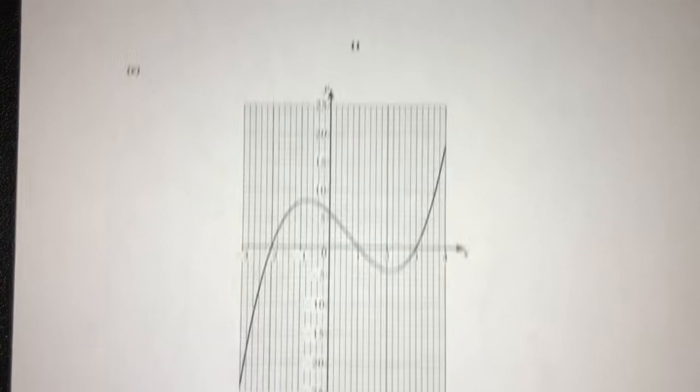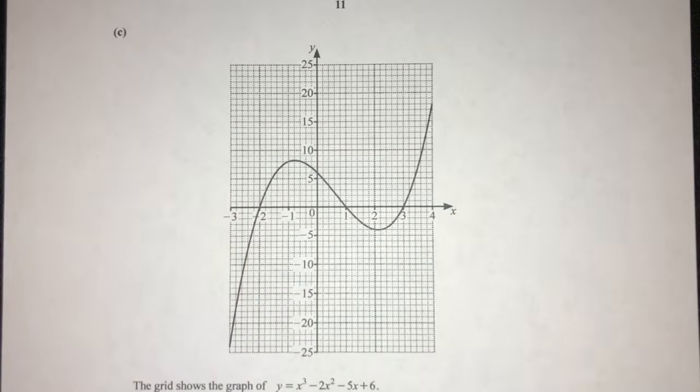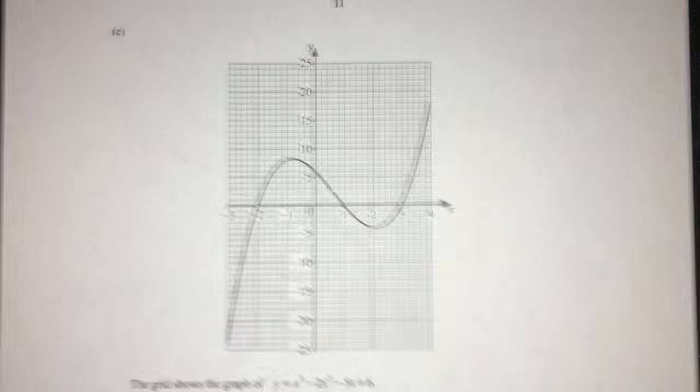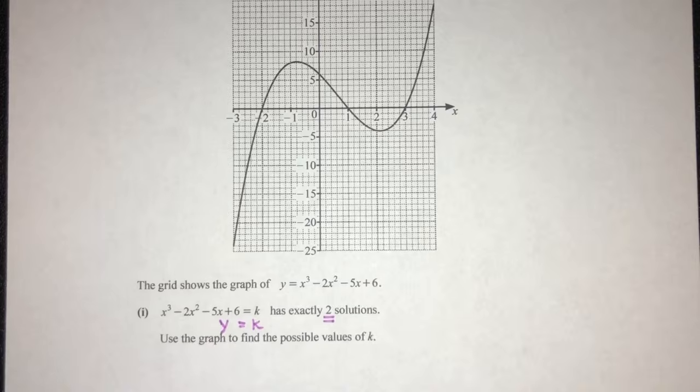Let's move on to part C of your question. Let's see what we have here. So here we have a curve. The grid shows a graph of y equal to this. That's the shape of the curve. Now for part 1, we say this is the curve, right? This is y equal to k, has exactly two solutions. So use the graph to find the possible values of k.